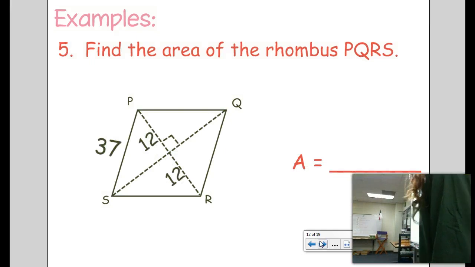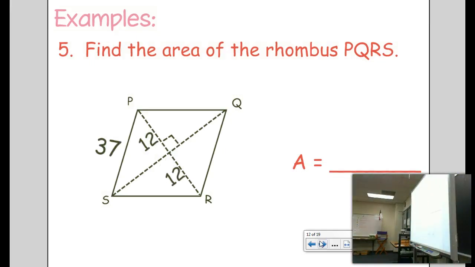That one was easy. Whoa. Find the area of that rhombus. Is 37 a diagonal? No. So be careful. But the good thing is the diagonals are perpendicular, so we can use someone's theorem.